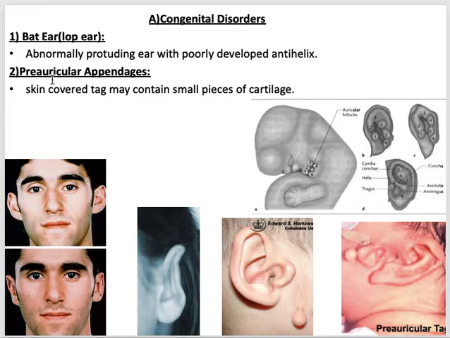Then there is something called pre-auricular appendages. You can see over here these appendages, and these are skin covered tags that appear on a line drawn from the tragus to the angle of the mouth. And you can see over here these skin tags are there.